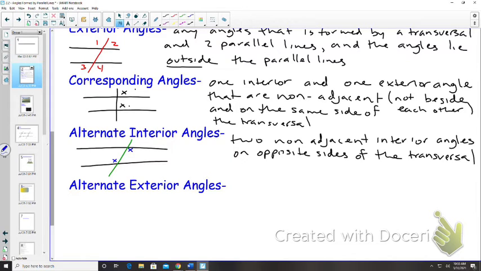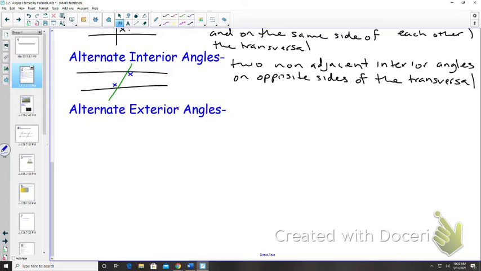Okay. And lastly is our alternate exterior angles. I hope you guys are gonna have your definitions down packed. We're not gonna cram these definitions, right? We're gonna review them every day.